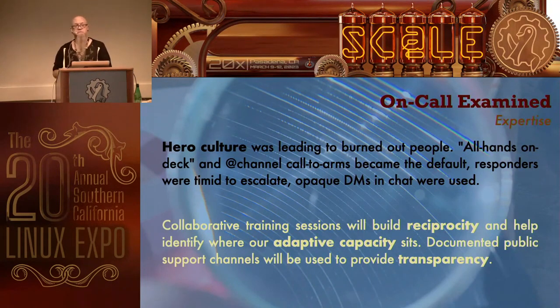In these sessions, we build reciprocity. You get to know the people that you're with so that you feel okay calling them at 3 a.m. instead of thinking, oh, I'm calling someone who's a stranger at 3 a.m. I barely know this person.